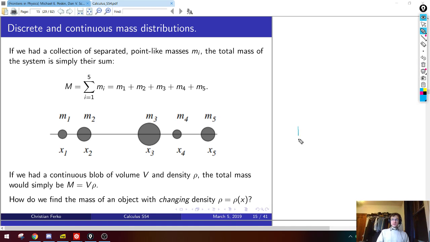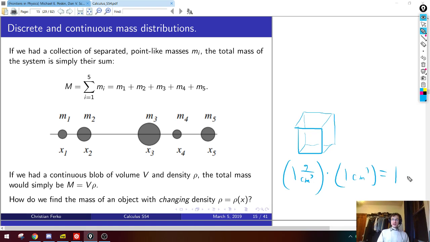On the other hand, you know from chemistry or just common sense that if you wanted to find the total mass of some block, maybe a block of wood with some density, or maybe a cube filled with water, and water has a density of like 1 gram per cubic centimeter, then if you know the density, you multiply it by the volume. Maybe this is 1 cubic centimeter, and you would say the total mass of this thing is 1 gram.